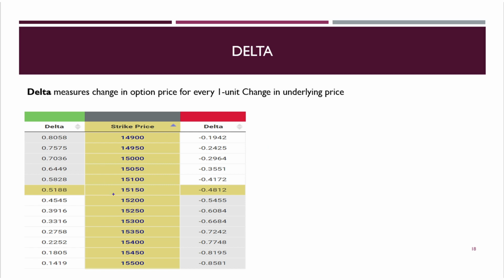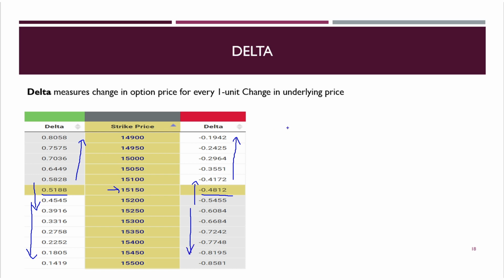Now if you look at this, this is the option chain of Nifty. 15,150 is the ATM strike. So the ATM strike has 0.5 delta on both sides, call and put. Call deltas are positive and put deltas are negative. Once you go out of the money, delta keeps on decreasing. Same way on the put side. In the money has 0.8, 0.7 delta. Same is with the put side.